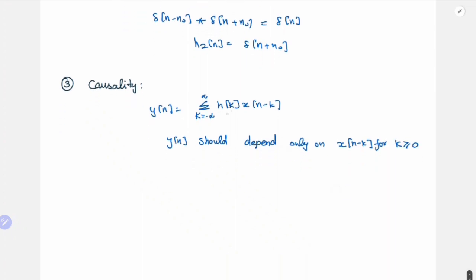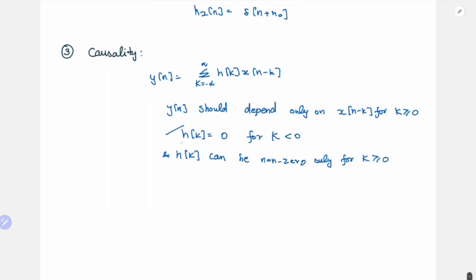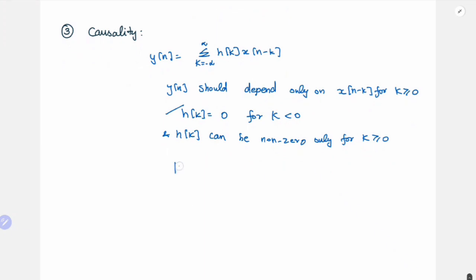So how can this be satisfied using h of k? Your h of k should be 0 for k less than 0, and h of k is not necessarily equal to 0 for k greater than or equal to 0, but it can be non-zero only for k greater than or equal to 0. So this is your ultimate thing for causality. Your h of k should be equal to 0 for k less than 0 to ensure the LTI system is causal.